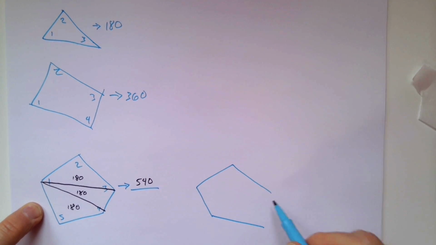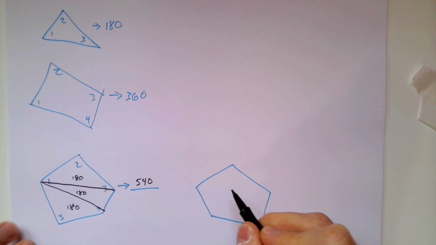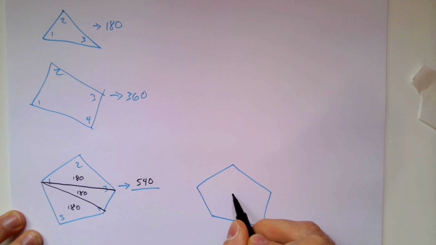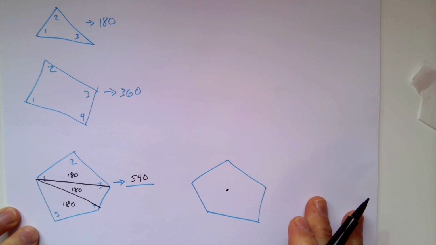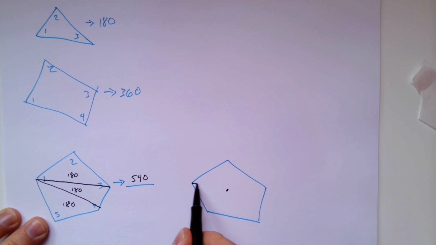Now, another way to look at this. Again, my arbitrarily drawn pentagon, right? This time, what if I pick a center point, if you will? It's not a circle, so it's not a true center point, but just kind of in the middle. Doesn't really have to be true middle.